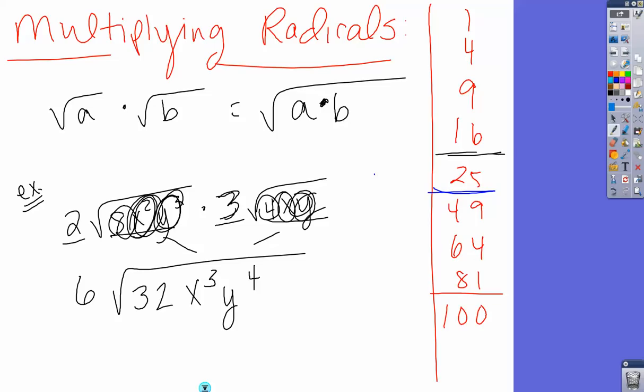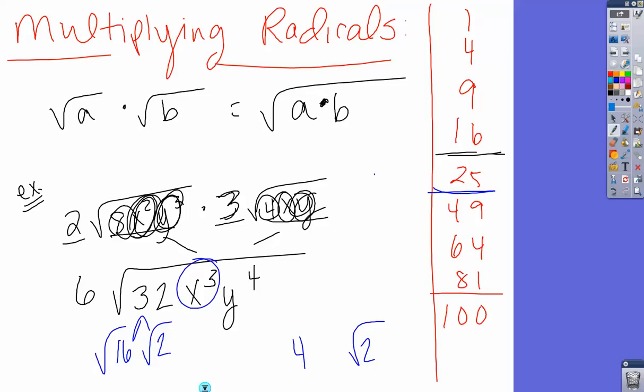It's going to work. Falls right there. 25 doesn't go into 32. 16. 32 divided by 16. Hey, that works. 16 and 2. Square root, square root. Square root of 16 is 4. Square root of 2 stays inside.